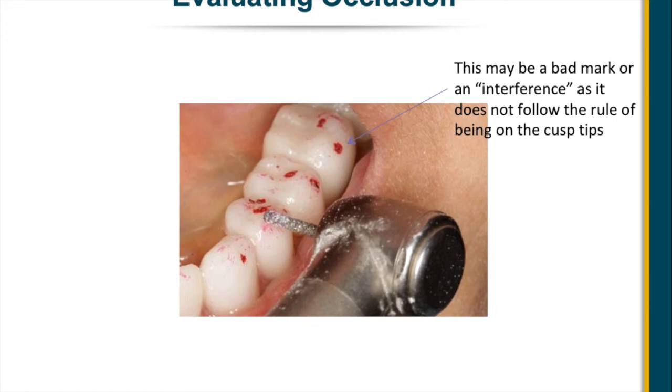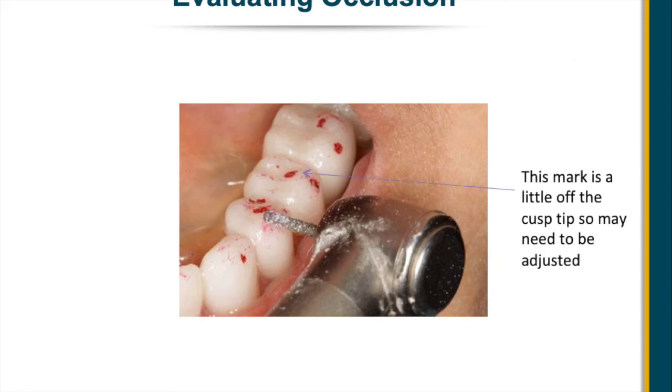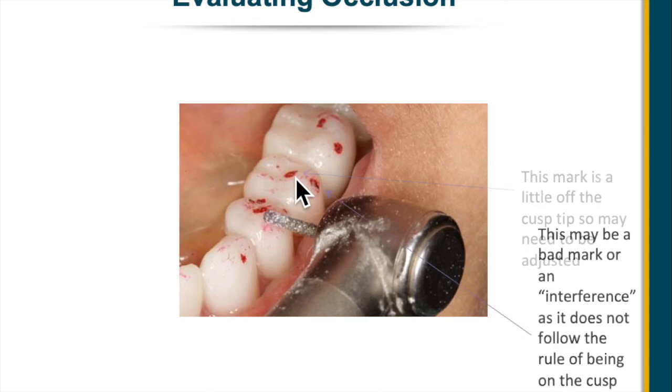So this may be a bad mark, or it's often called an interference, because it's going to interfere with the patient chewing properly. This particular mark does not follow the rule of being on the cusp tips. This mark is a little off. You can see how it's down, not quite on the cusp tip, not quite in the middle, so it's kind of in between the cusp tip and the middle of the tooth, so it could be a problem, and I would probably make a light adjustment on that.